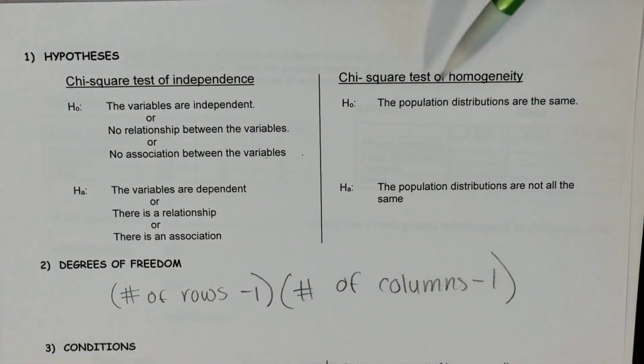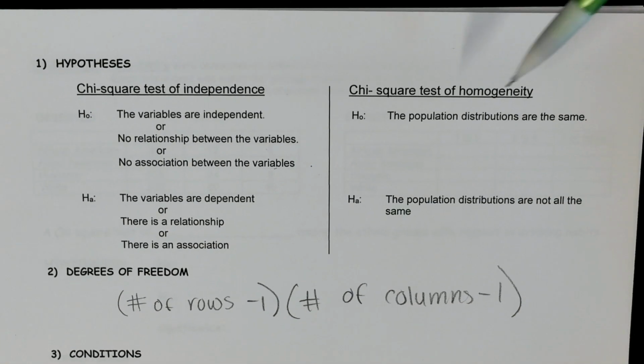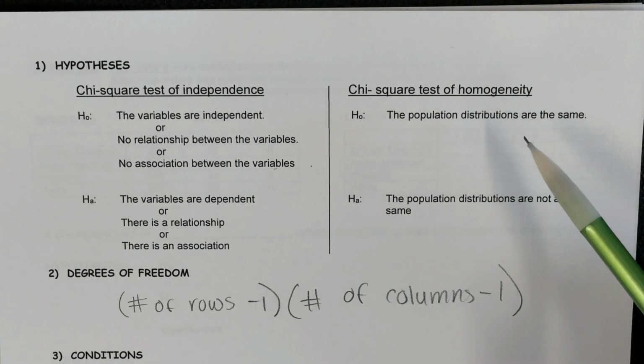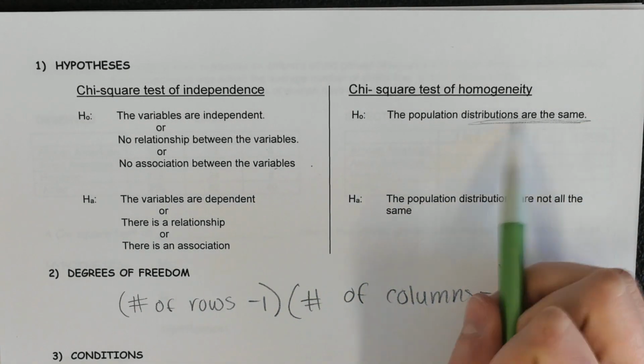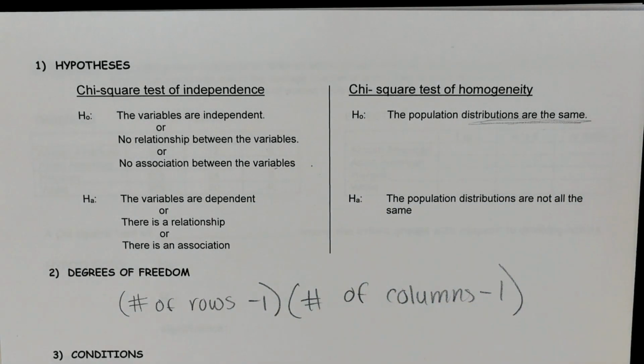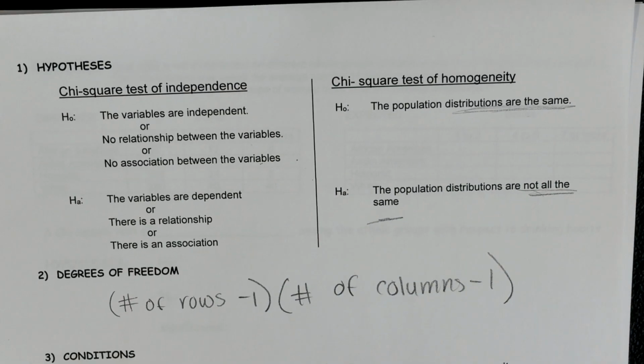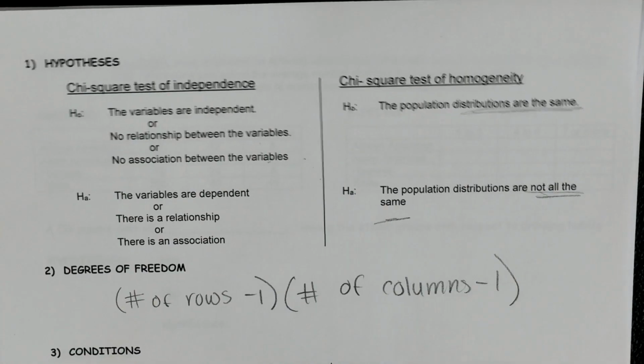If we look at our null versus our alternative here, the null hypothesis for a test of homogeneity is that the population distributions are the same. One population is the same as the other, and the alternative would be that the population distributions are not all the same. Our degrees of freedom are still the same thing, because we'll have a two-way table. That's how we're going to calculate it.